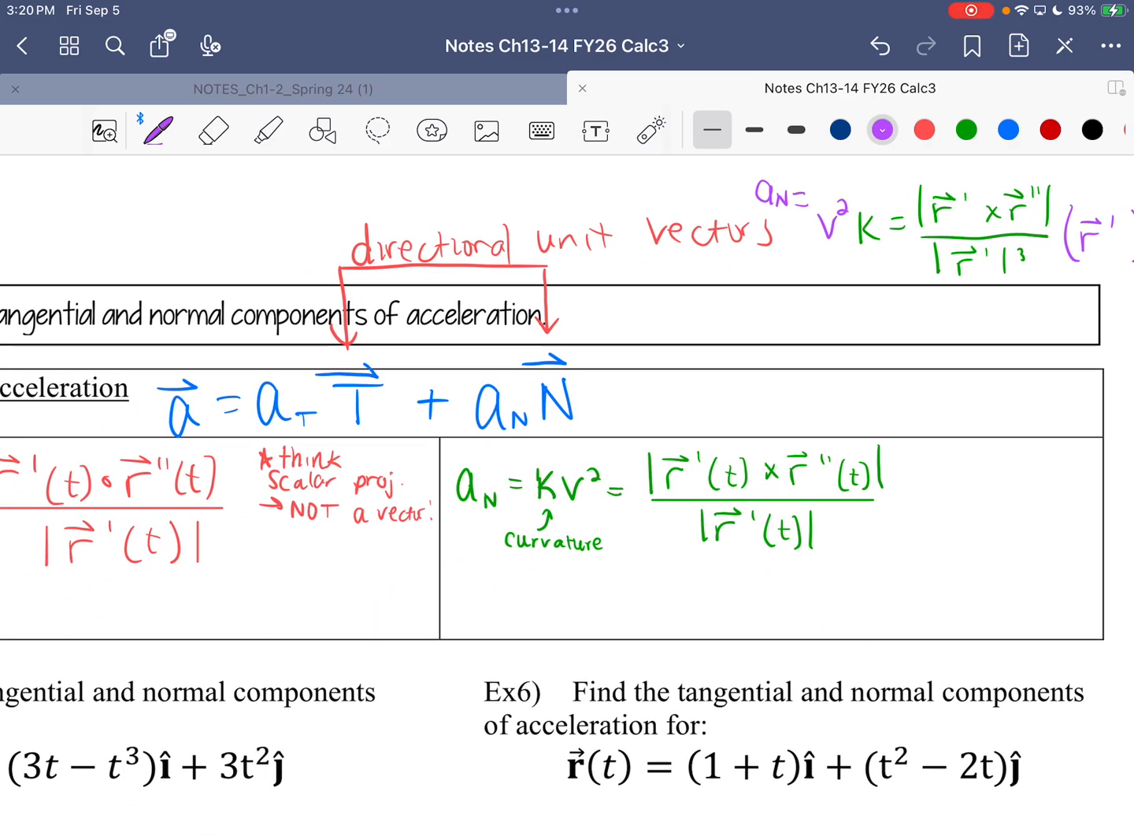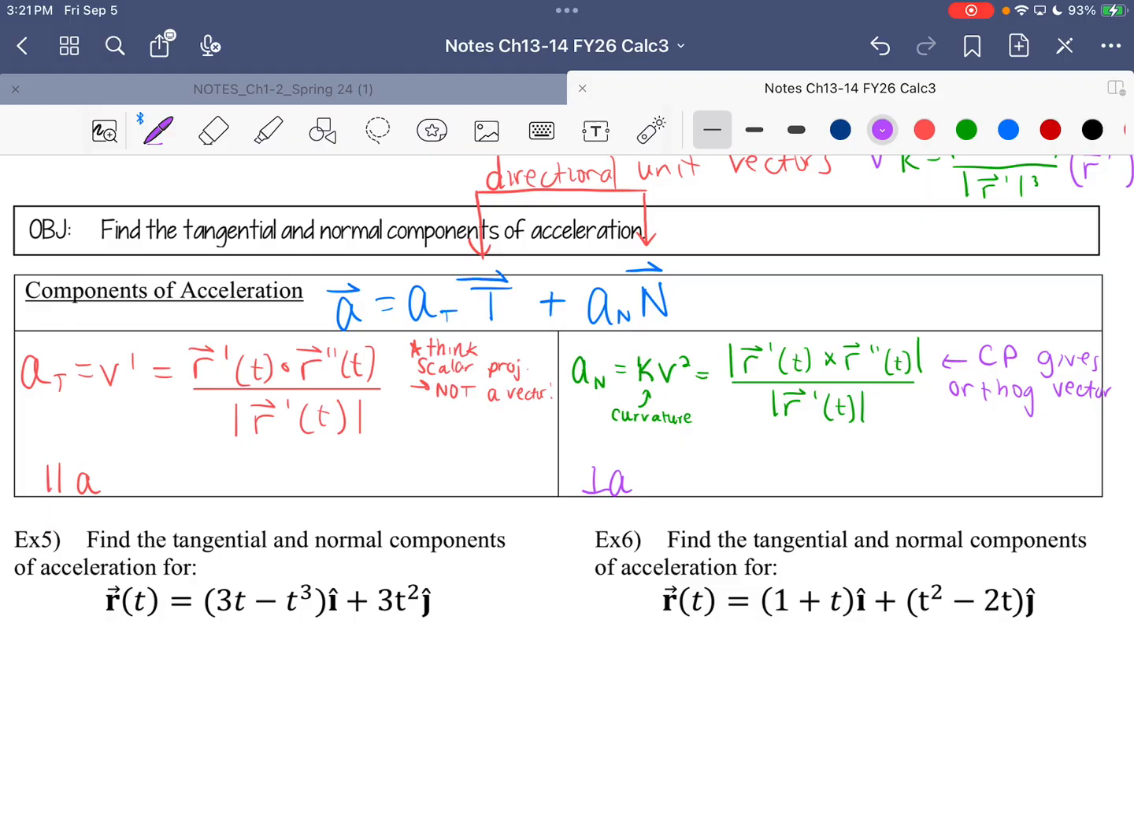Okay, and this to me is we're thinking about the fact that it's a cross product. What does a cross product give us again? An orthogonal vector. So the normal component is also going to give us that orthogonal vector. So this is like perpendicular to the acceleration.